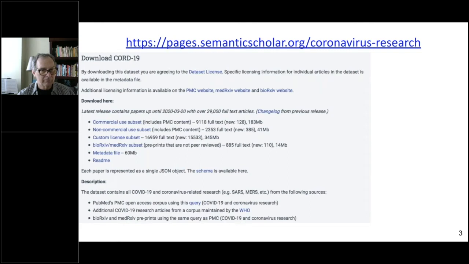And there's a whole lot of abstracts that don't necessarily include full text articles. This data set, due to the licensing restrictions of the original papers, has multiple licensing versions. So you can download different versions of the data set depending on the license that you are using it under. So that's what those links are there.